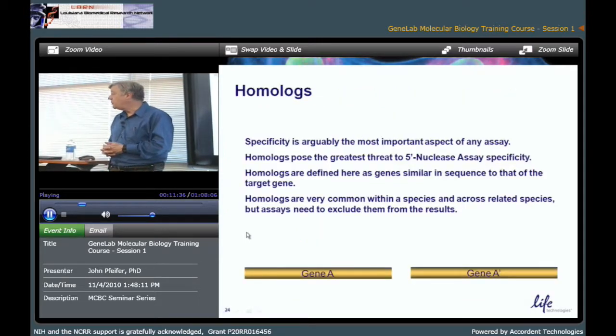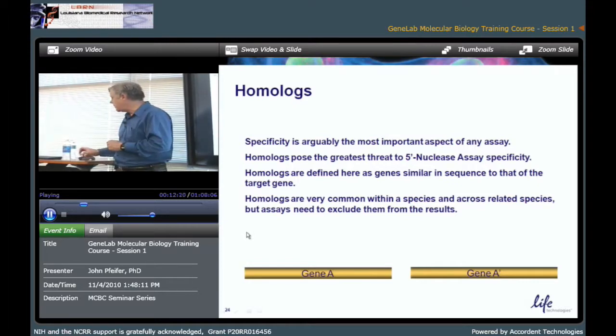Arguably, specificity is the most important aspect of any assay. And I'm not just talking about real-time, but any assay. When it comes to the 5' nuclease assay, the greatest threat to assay specificity is a homolog. A homolog is defined as a gene which is similar in sequence to that of your target, but it's not the same gene. We don't want any data derived from the homolog to, in a sense, contaminate or contribute to our results. But the homolog is present in the sample anyway. Homologs, as you may know, are extremely common. They're a natural result of the process of evolution, such as gene duplication and so on.